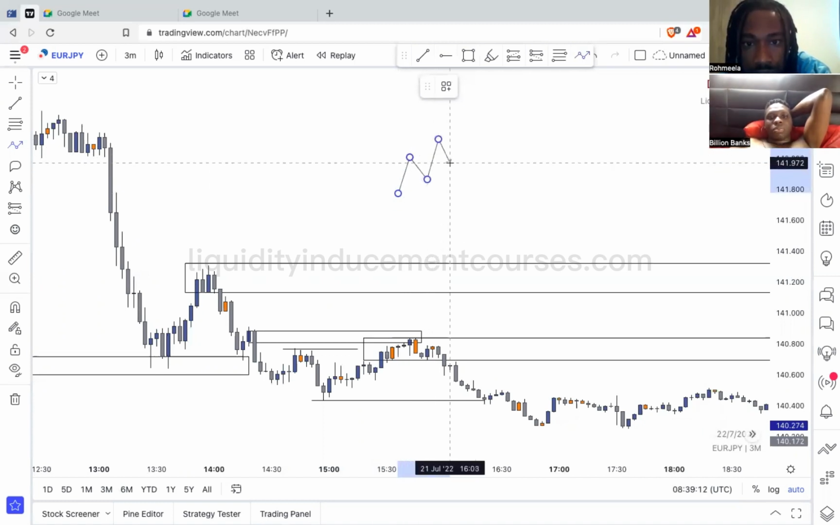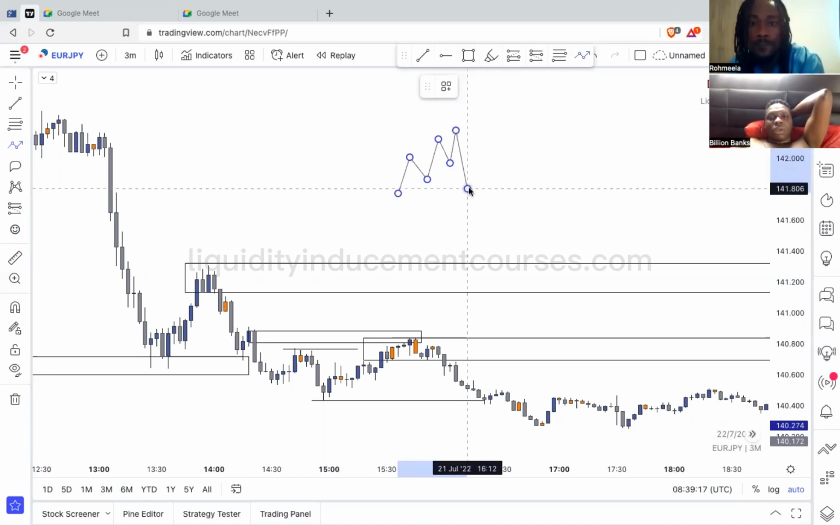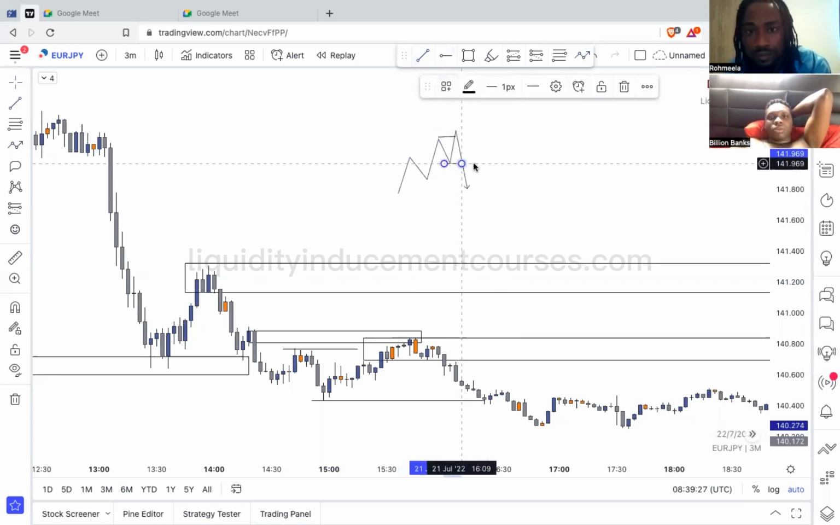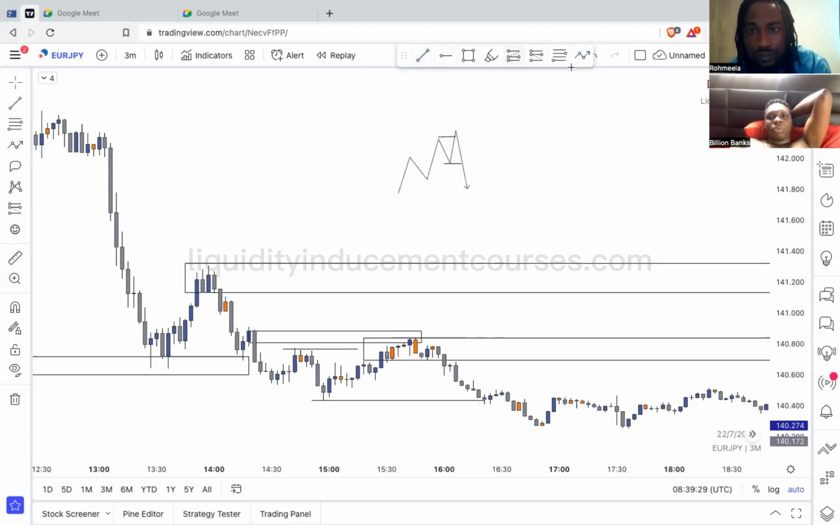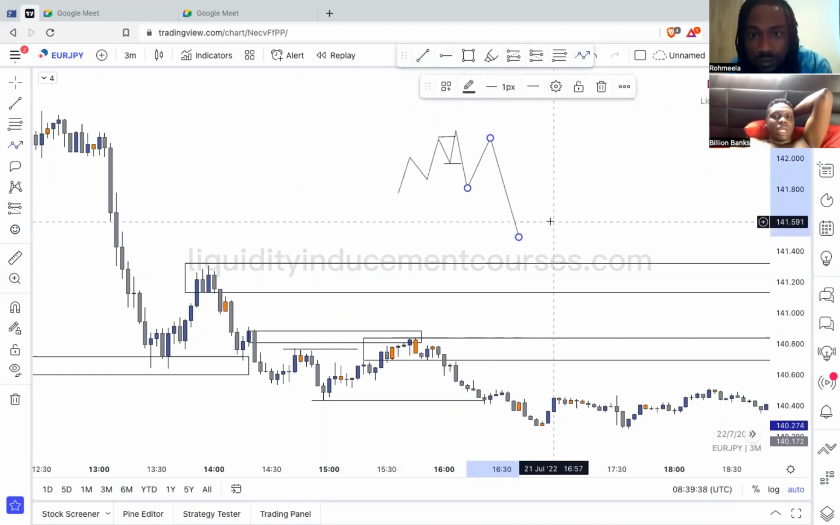Okay, so grab on liquidity and the break of structure. We had price taking liquidity from here, and then structure violated from here, right? So we are looking forward to price returning back to this area, and then continuing our downward move, right? That's the setup.